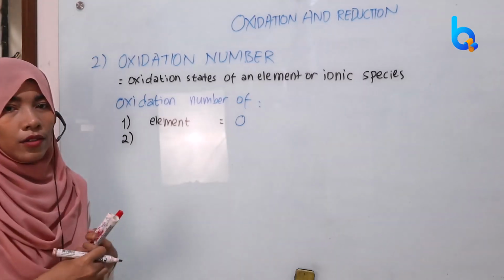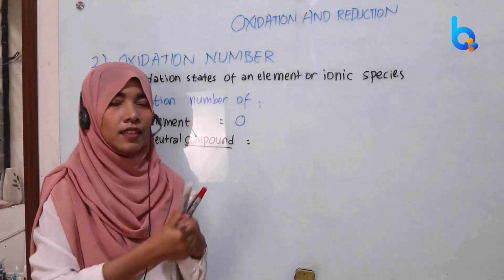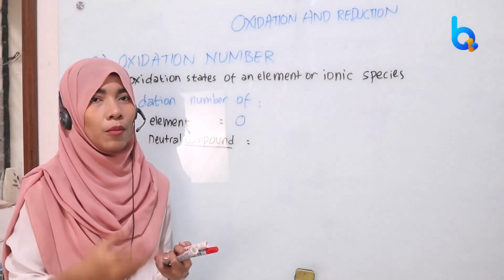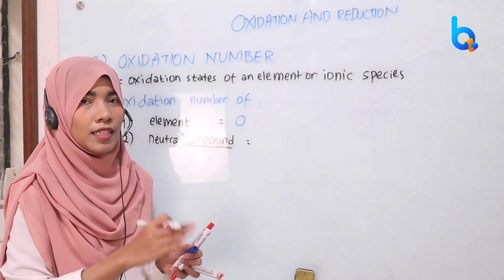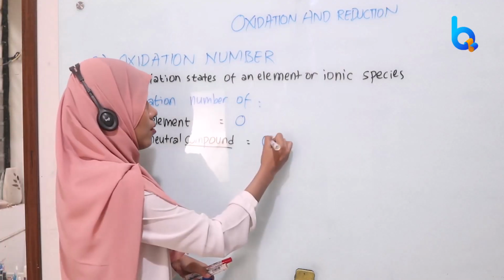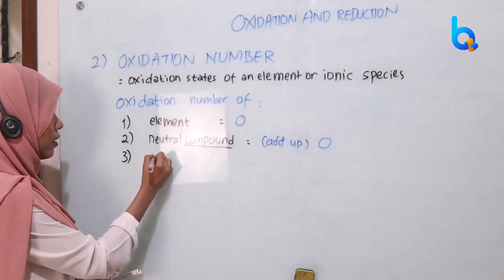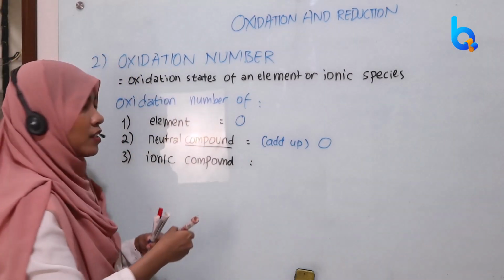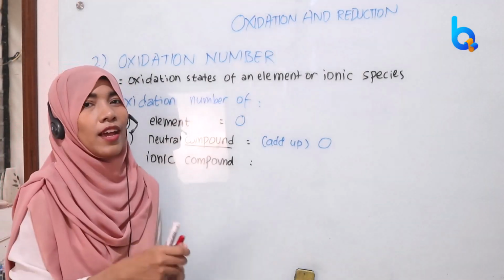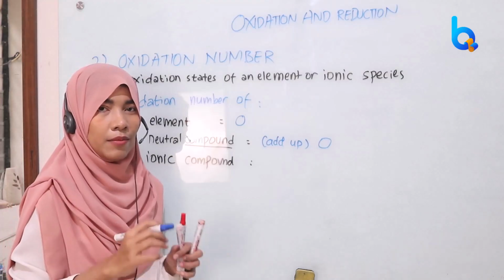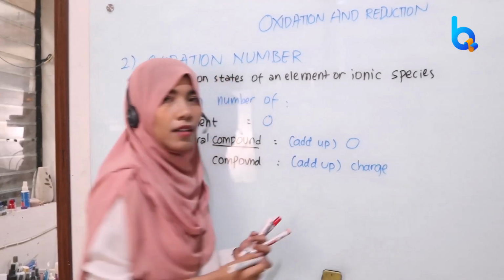Next, if you have a neutral compound, from the name itself, compound, it is made from at least two or more different elements. If we sum all of the oxidation numbers of the elements in that compound, it will be equal to 0. Then the next one is an ionic compound. From the name itself, ionic, it has charges. So if we add all oxidation numbers of the elements in that compound, the total will be the same as the charge of the ionic compound.